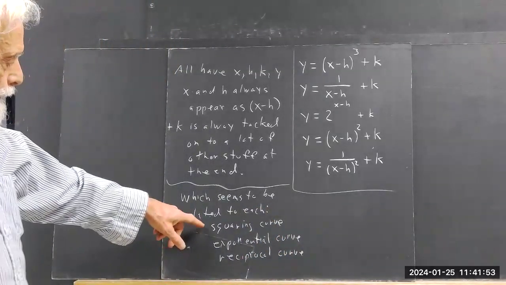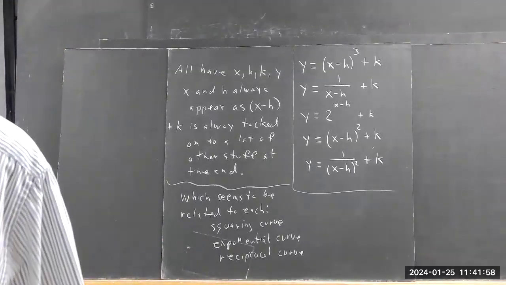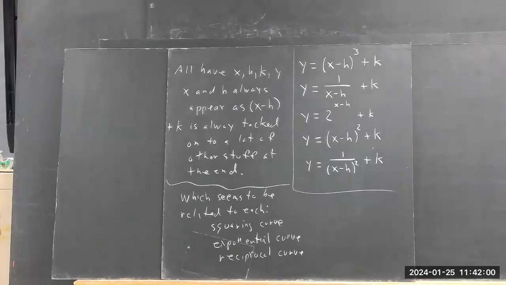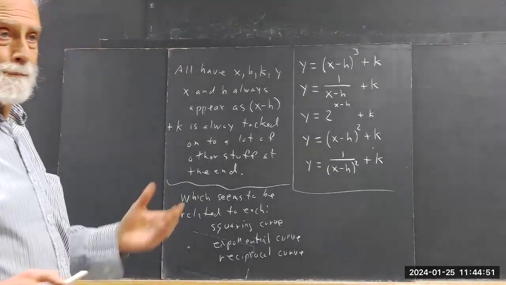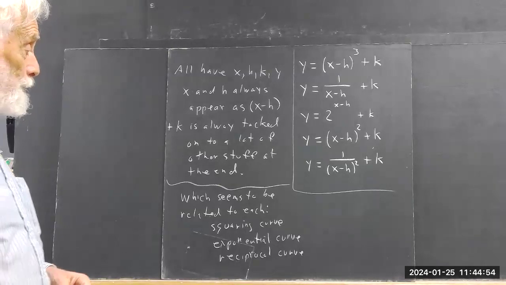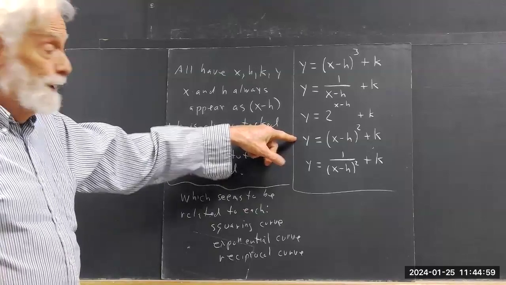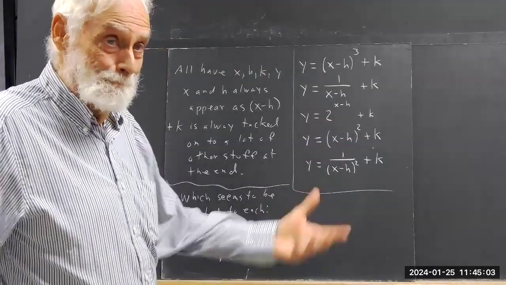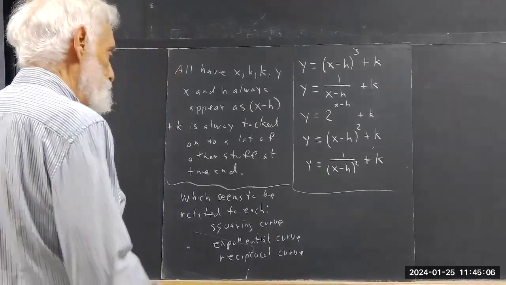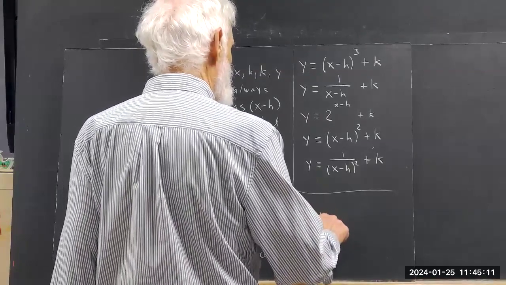Which appears to be related to the squaring curve, exponential curve, reciprocal curve. Okay, so I just looked at about half the class. Half of you seem to be right on track with that. The squaring curve is this one, right? Why? Because the X minus H is squared. Okay? Makes sense? So that's number 4.